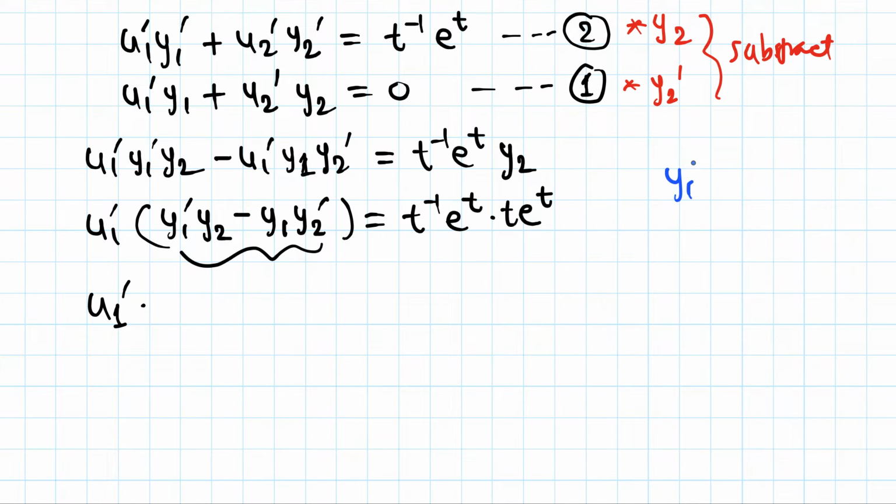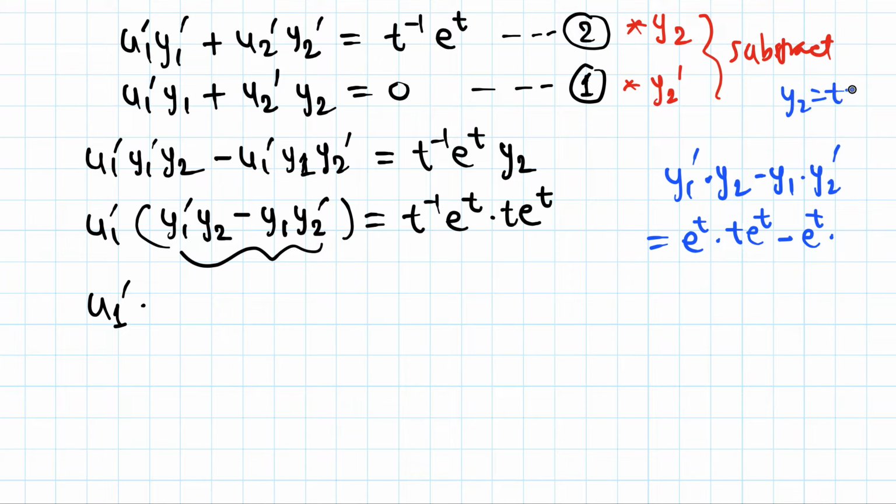So what is this? So let's do inside. y1 prime times y2 minus y1 times y2 prime is: y1 is e^t, and the derivative of e^t is e^t. And y2 was t e^t, minus y1 is e^t and y2 prime. Okay, y2 was t e^t. Now we need to find the derivative of this, that means product rule: 1 e^t plus t e^t. Let's distribute this. So when we combine, that's t e^t e^t, e raised to 2t.